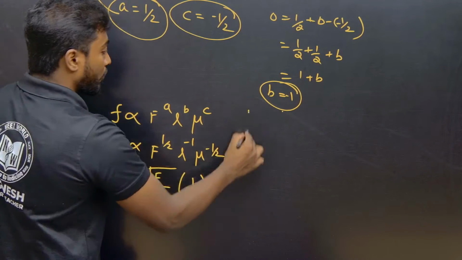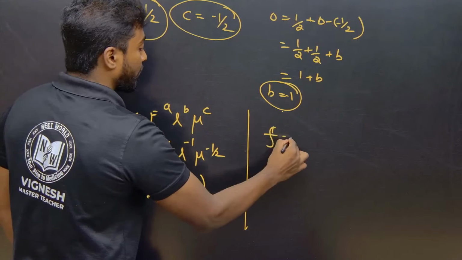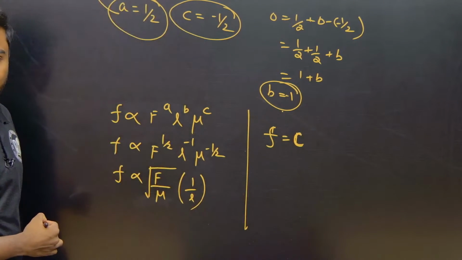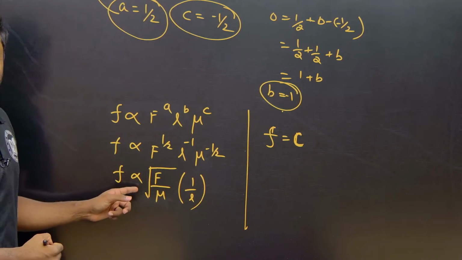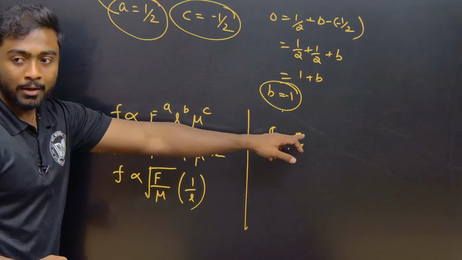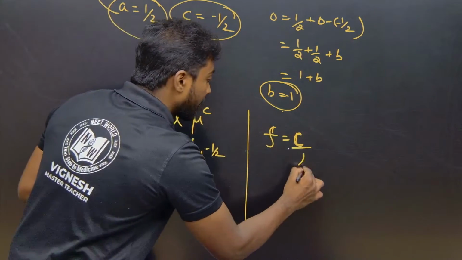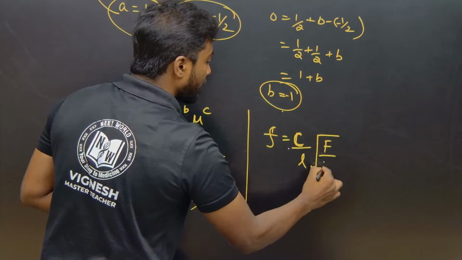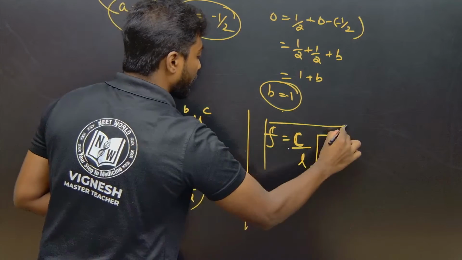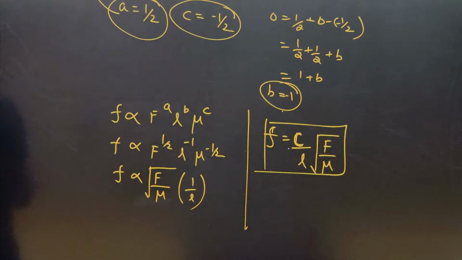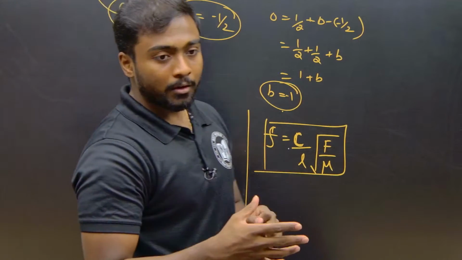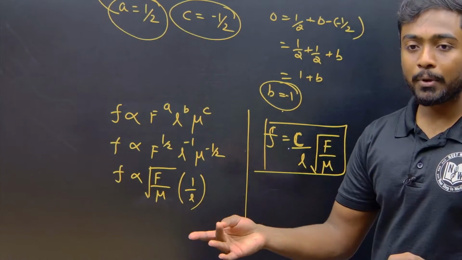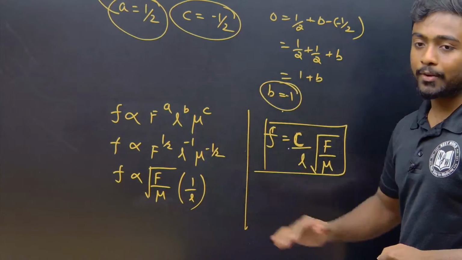Okay. So frequency is equal to some constant c. I removed proportionality and added equals: c by L, length, root over F by mu. Okay, this is the formula. If they are asking what is the formula for frequency by using force, length and mu, this is how I can find it.